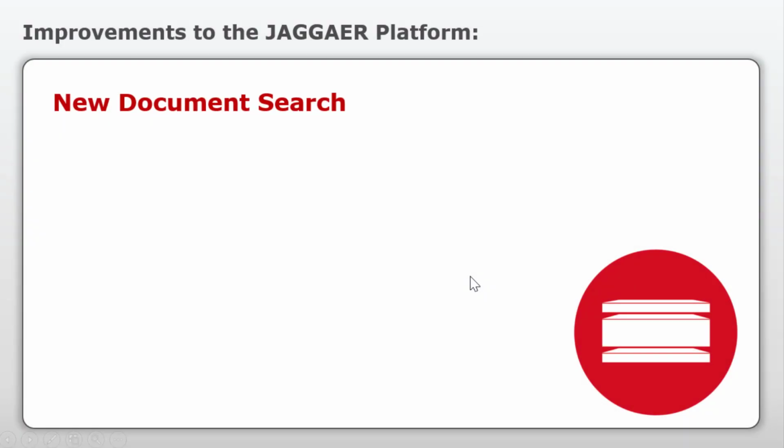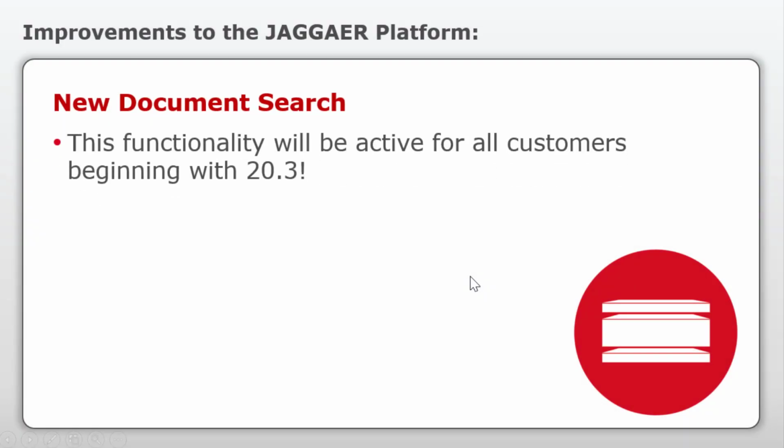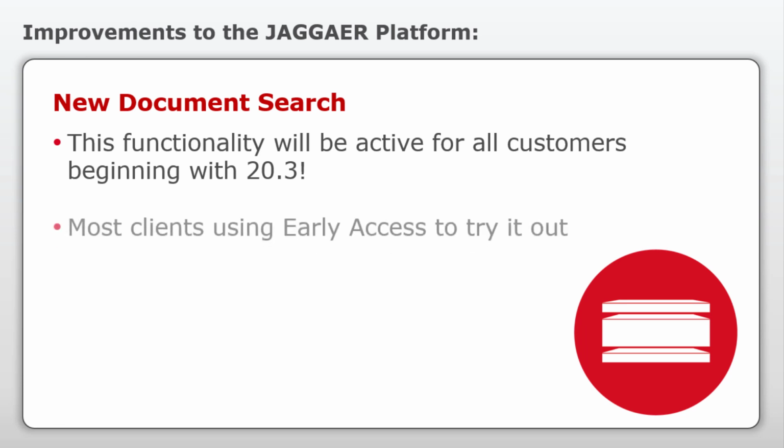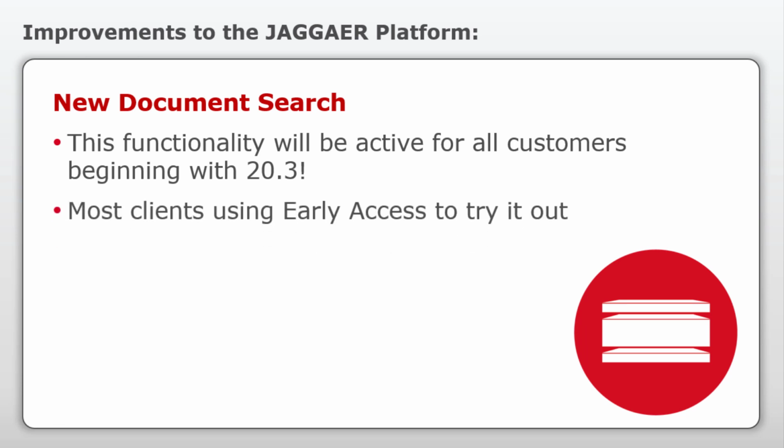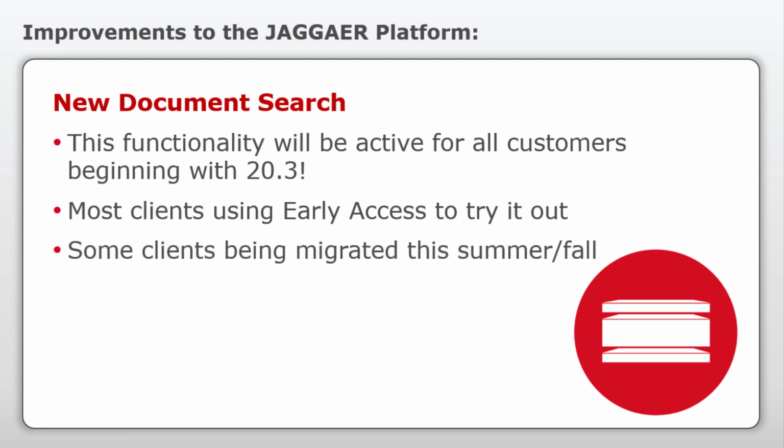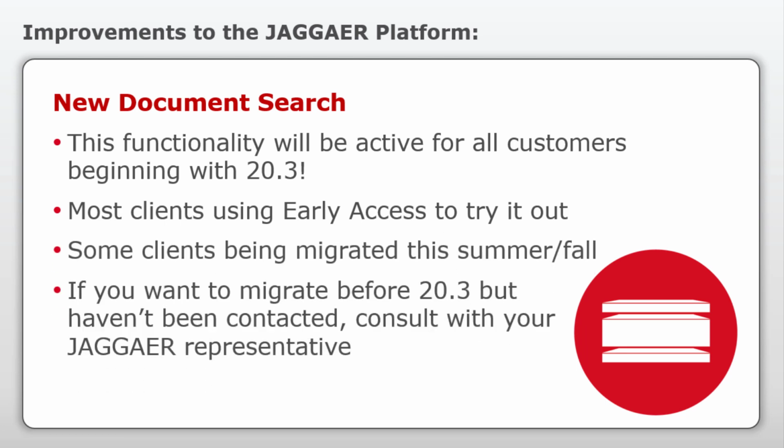A few important notes about this new document search. This functionality will be active for all customers beginning with the 20.3 release this November. So if you haven't switched by then, you'll see this as the default Jagger search engine. In the meantime, most clients are using early access participation, at least for a group of beta testers, and some more broadly. Some clients are being formally migrated early this summer and fall. If you want to do that before 20.3 and haven't been contacted, reach out to your Jagger representative.